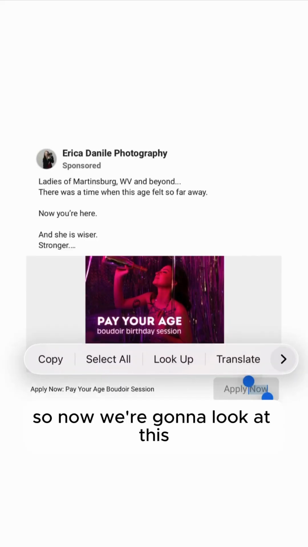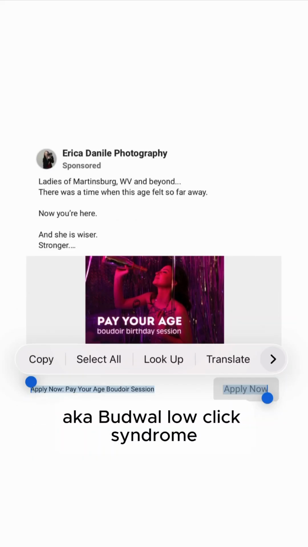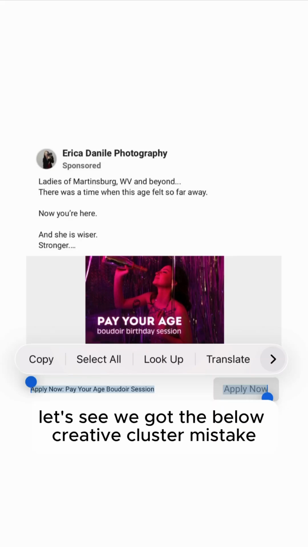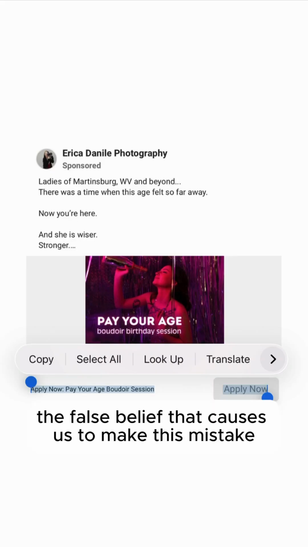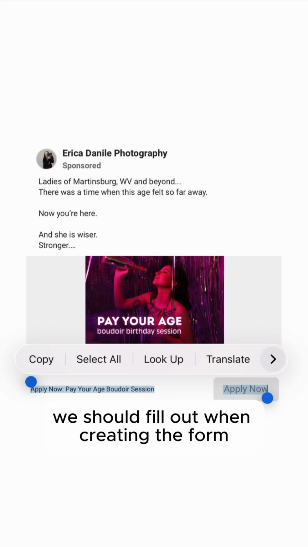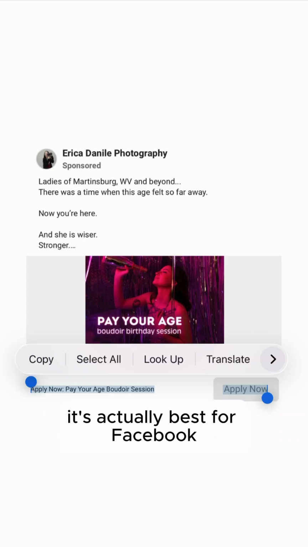So now we're going to look at this. Diagnosis: if we believe it has BLCS, aka Boudoir low click syndrome, we've got the below creative cluster mistake. The false belief that caused us to make this mistake is that we believe that everything Facebook says we should fill out when creating the form or the ad is what we should fill out and is best for us. But no, it's actually best for Facebook.